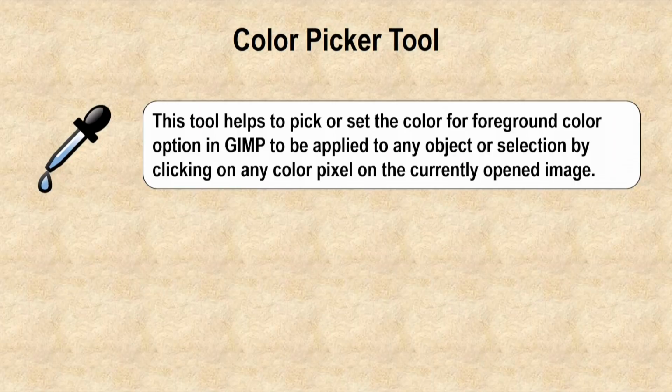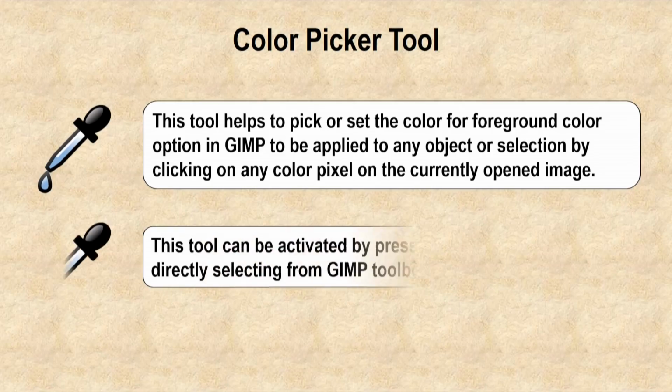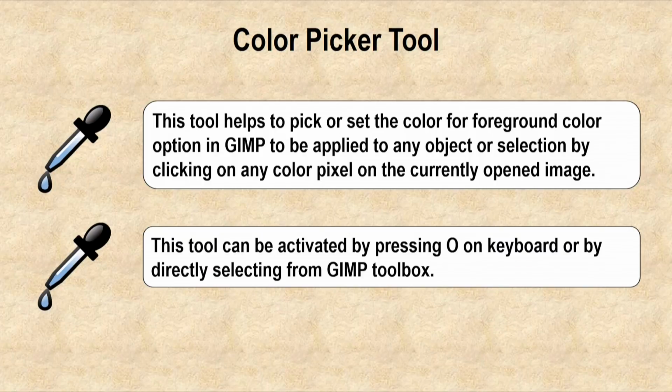Color picker tool. This tool helps to pick or set the color for the foreground color option in GIMP. And we can apply this to any object or selection by clicking on any color pixel on the currently opened image. So this particular tool is similar to the picker tool in other software. So if we want to apply the color from the image to any other object, then we can go for color picker tool. And this particular tool can be activated by pressing O from the keyboard. And we can also make use of this tool by simply selecting the tool icon from the GIMP toolbox.